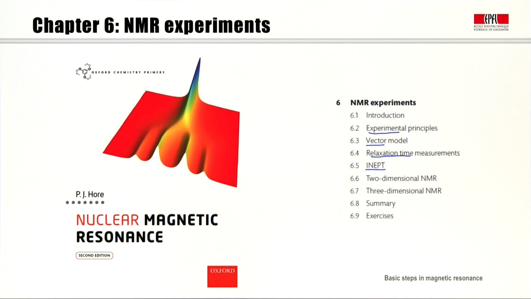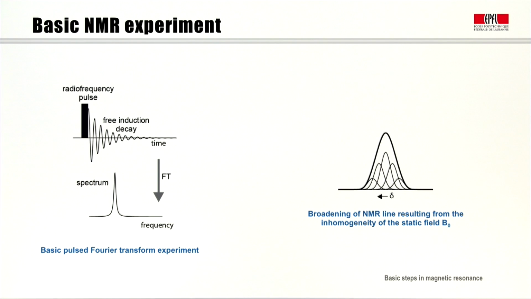This acronym really means insensitive nuclei enhanced by polarization transfer. It is one of the most fundamental steps of modern NMR. Then there are several cases of two-dimensional NMR that will be discussed in some detail, and very briefly a discussion that we can go from 2 to 3 dimensions and thus open the way to a very large number of possibilities.